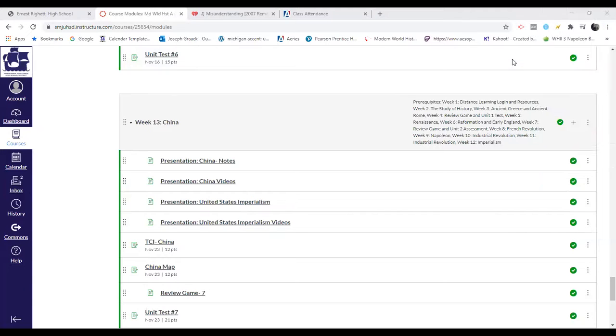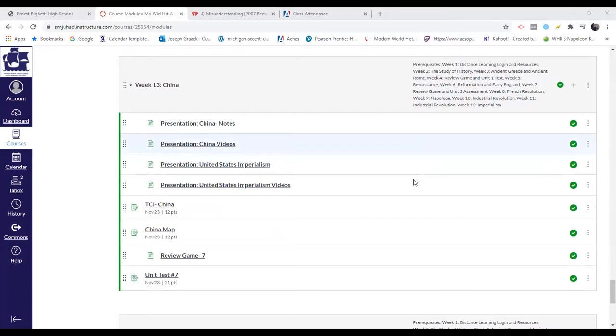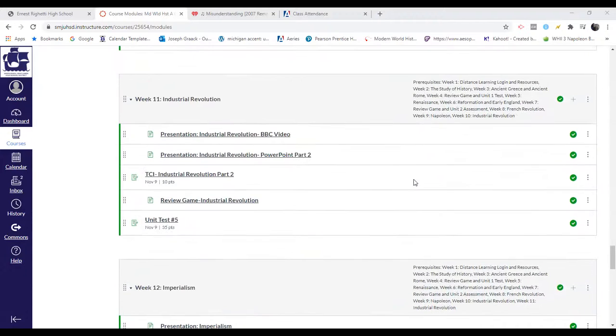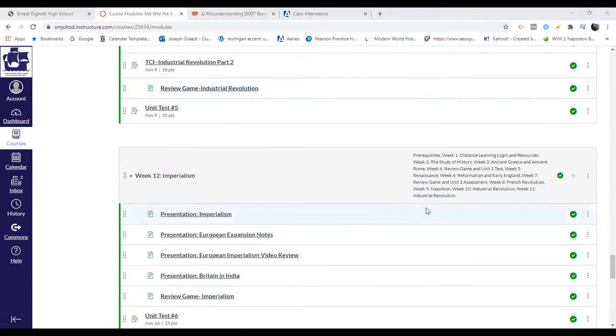All right, so in Module 13, we're going to take a look at China and the effects of imperialism on China. We'll also look at what the United States does during this time of imperialism. Remember, last week we went over the end of the Industrial Revolution as it spreads throughout the continent of Europe and the effects that it has on Africa, the Middle East, and Southeast Asia in terms of imperialism. That's what we looked at in Module 12.